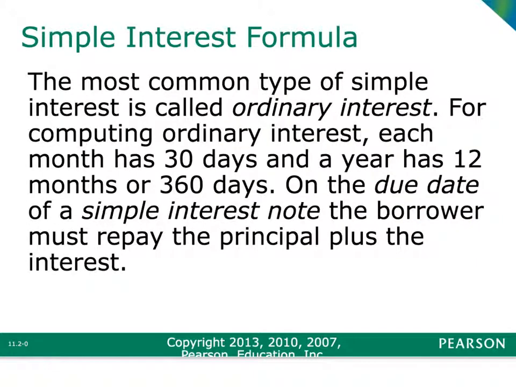The most common type of simple interest is called ordinary interest. When you compute ordinary interest, you're going to assume that every month has 30 days. Even if it's 31 days, even if it's February, even if it's a leap year. Don't get into all that. Just assume it has 30 days. You are also going to assume that there are 12 months in a year. That shouldn't be terrible. So if you take 12 times 30, that would make 360 days in a year. I know that in actuality there are 365 days in a year, but in ordinary interest, they do not calculate it like that. On the due date of a simple interest note, the borrower must repay the principal, which is the amount of the loan, plus all of the interest that has accrued.